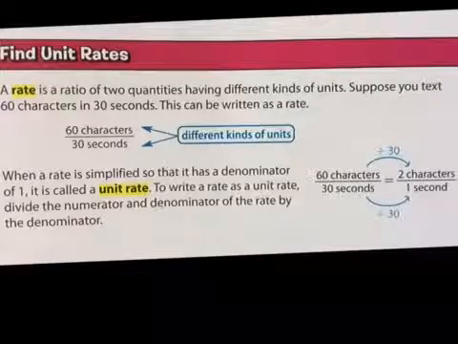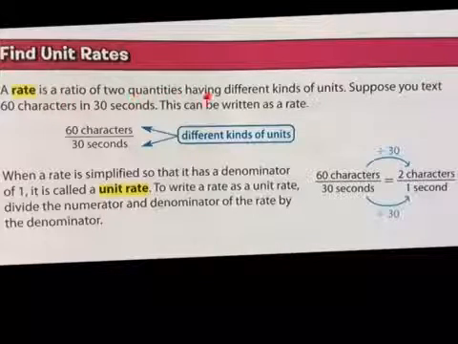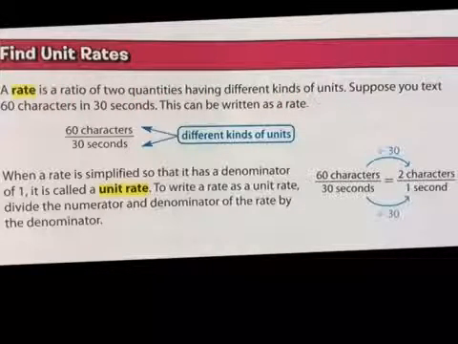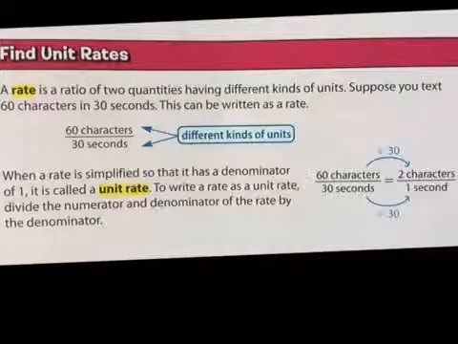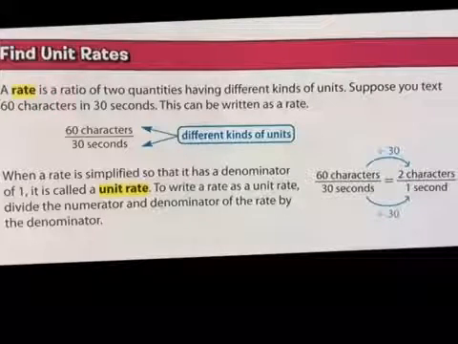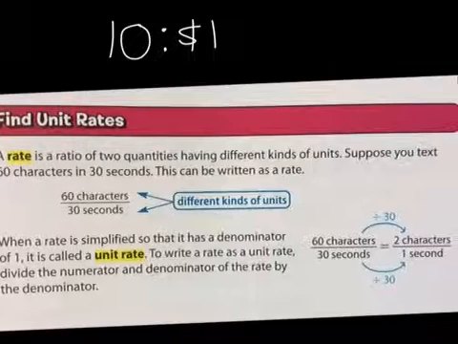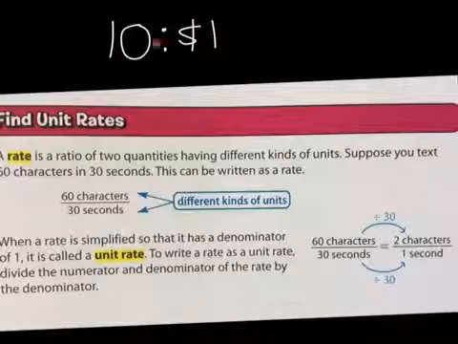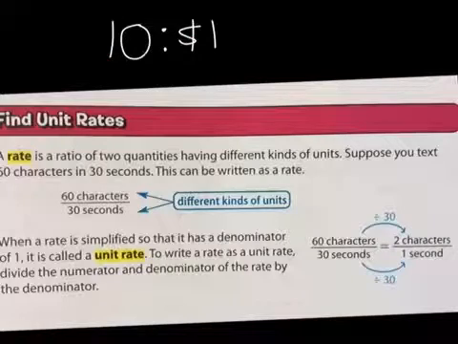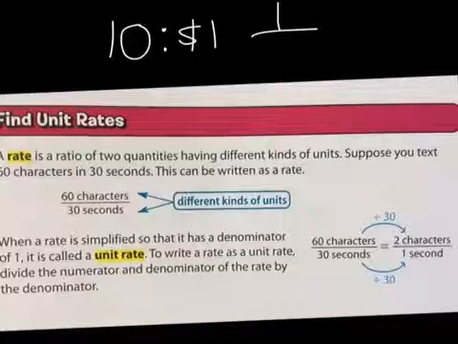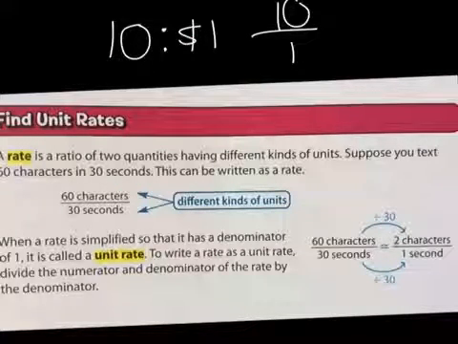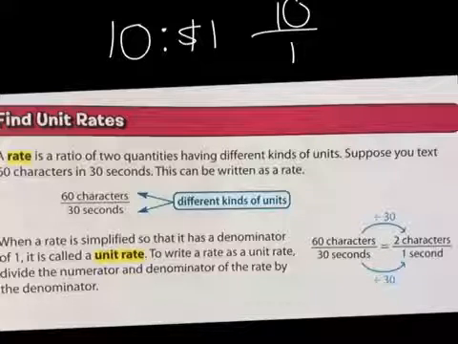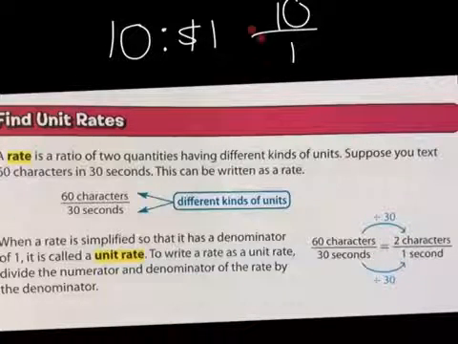Here's an example. A rate is a ratio of two quantities having different kinds of units. A rate is often used for price or for speed, because for price, for example, we can say that you can get 10 candies for $1. This is a unit of candies, and this is the unit of dollars. So it's 10 over 1, or 10 for 1, right? That's a rate. That's a price, a cost.